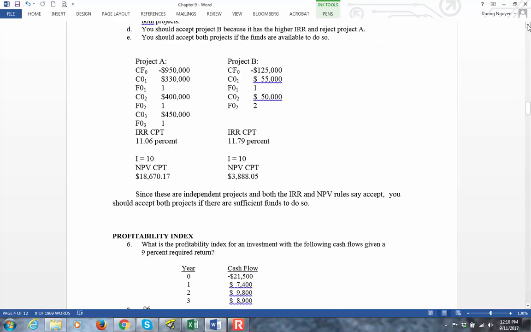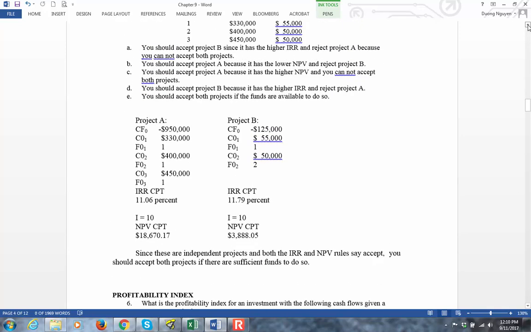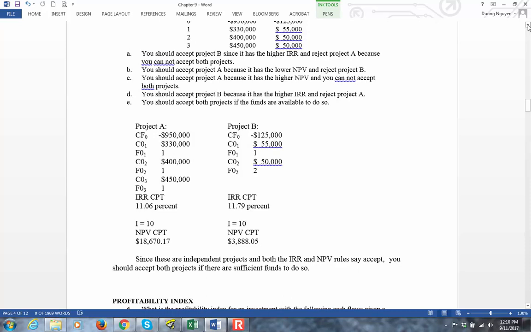Independent project means the decision to accept one project doesn't affect the decision to accept the other one, as long as you have money to do both. So if they are independent and you have money to do both, you should choose both of them. Why? Because both of them are good projects. They have positive NPV, and the IRR is higher than the required return: 11.06 is higher than 10%, 11.79 is higher than 10%.